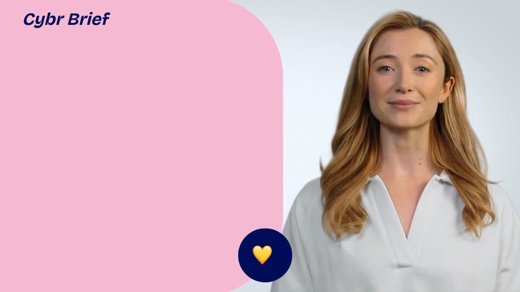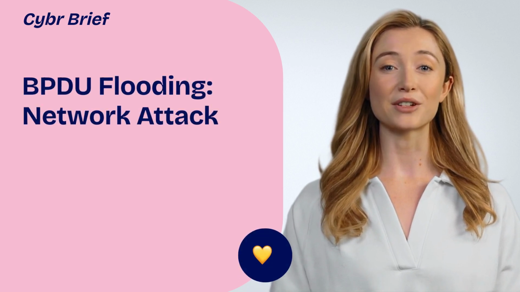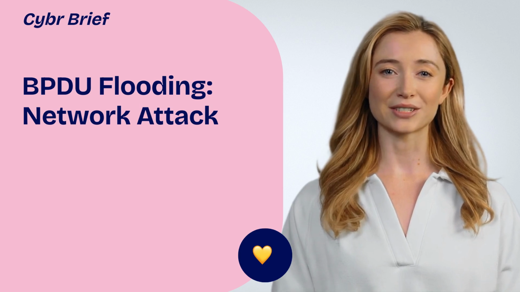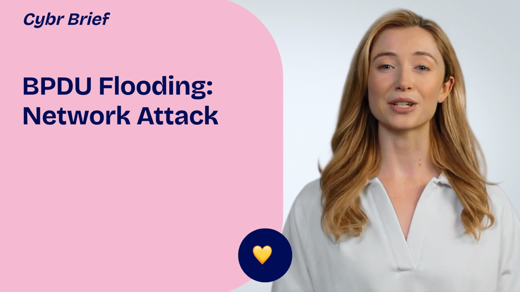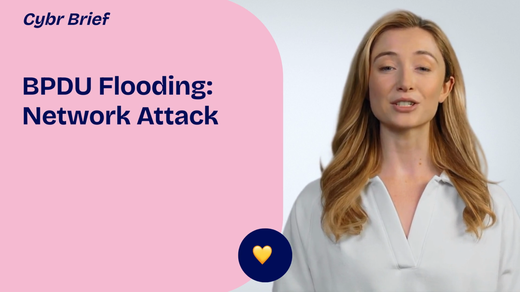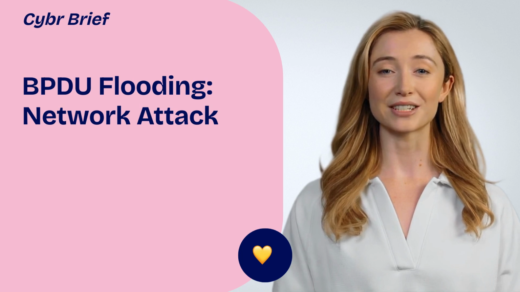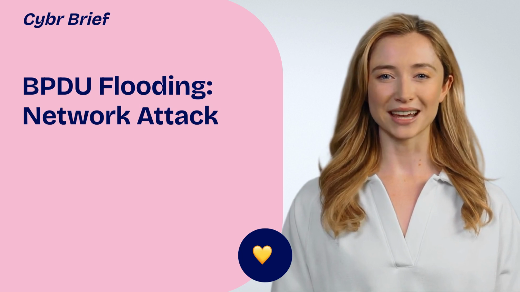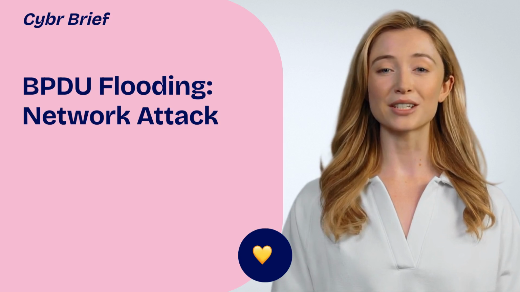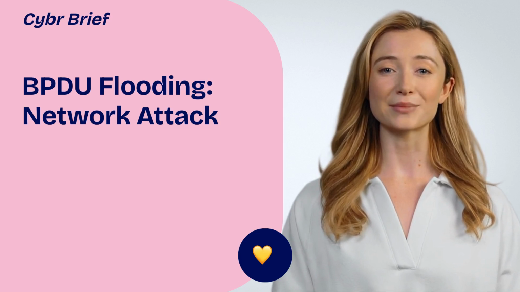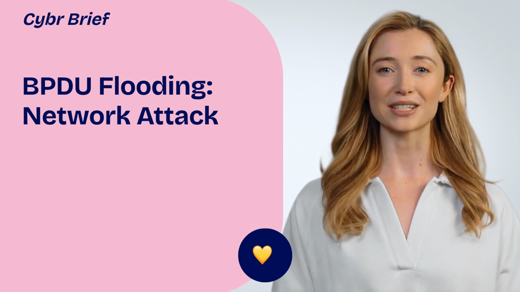Let's explore further. BPDU flooding is when an attacker floods the network with BPDU messages, confusing the STP process. BPDU filtering can mitigate this by dropping these messages. Root bridge hijacking occurs when an attacker configures their device to have the lowest bridge ID, making it the root bridge and controlling traffic flow. Root Guard can prevent this by blocking ports attempting to become the root bridge from an unauthorized switch.